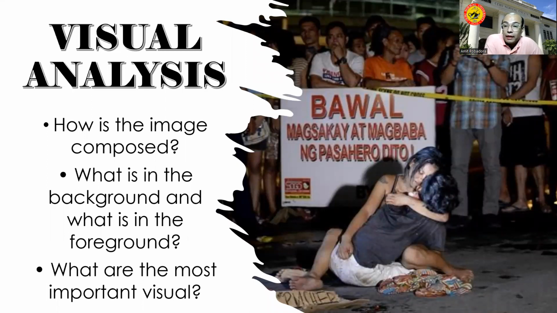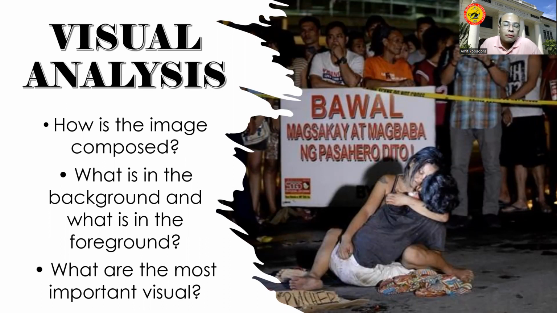First, we look into the visual analysis. We analyze the photo carefully. We ask the following questions: how is the image composed? What is in the background? What is in the foreground? And what are the most important visual? So if we look into the picture, we see that there are many people surrounding the crime scene. And we see that inside the crime scene, there is a man who is assumed to be dead. And there is this woman embracing this dead person lying on the ground, which appears to be in a major highway or a road here in the Philippines.